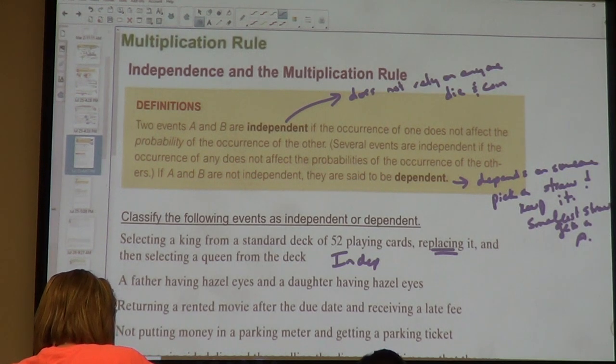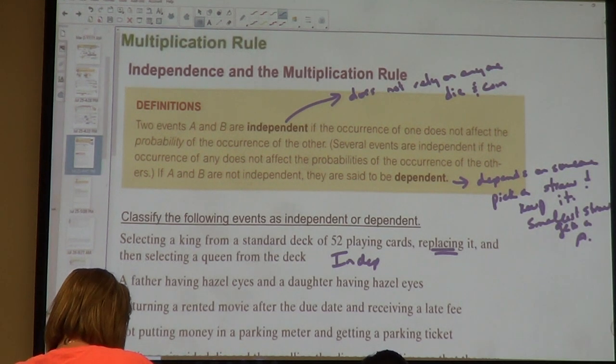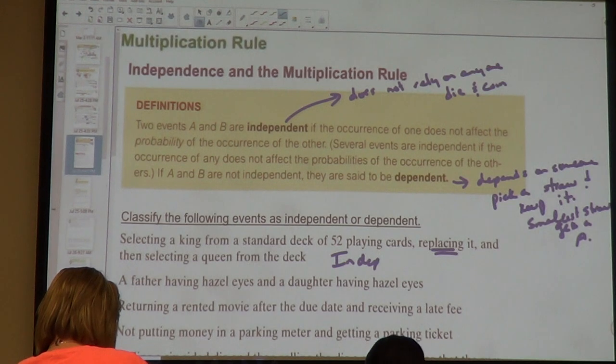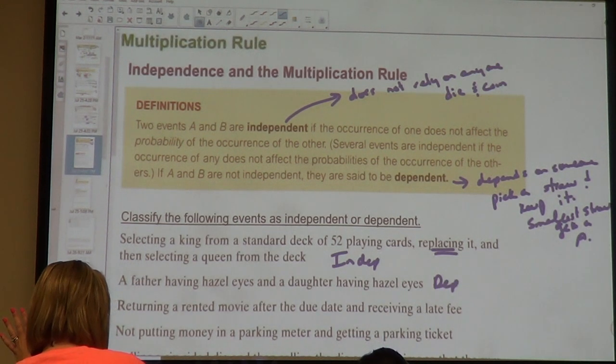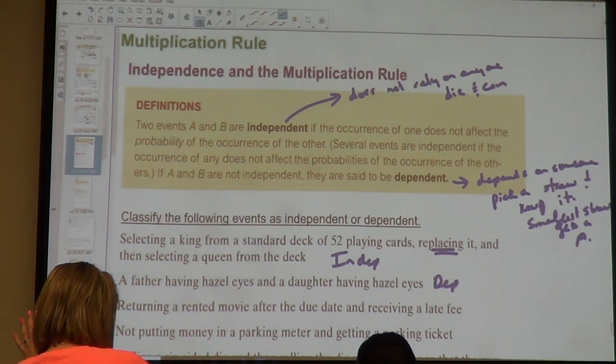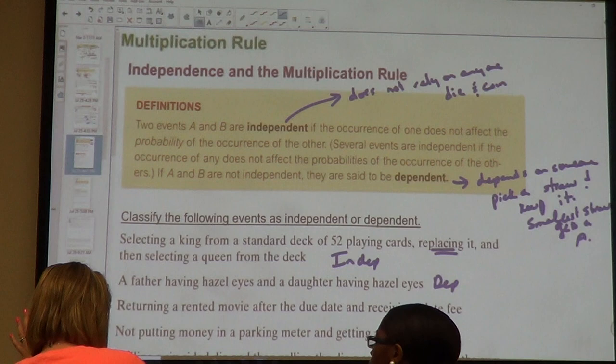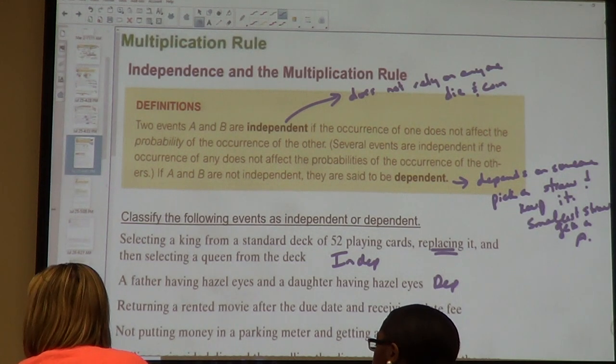A father having hazel eyes and a daughter having hazel eyes. That is dependent because we talked about the daddy and the mama. What they have depends on what the kid has. So if both parents have brown eyes, your kid's probably not going to have blue eyes or green eyes or whatever. So what the mom and daddy have depends on what the baby's going to have.